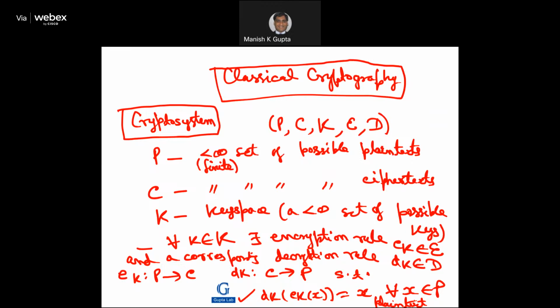This is common sense writing, right? But you can define and write it for the sake of completeness. So this is a very basic crypto system definition.